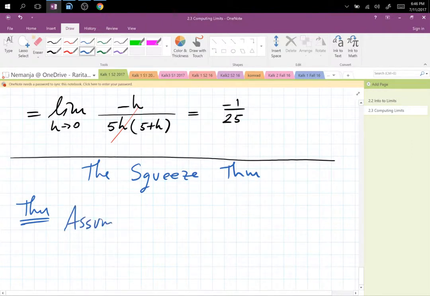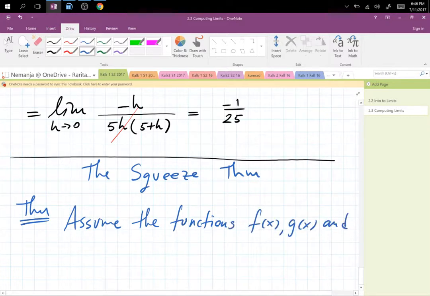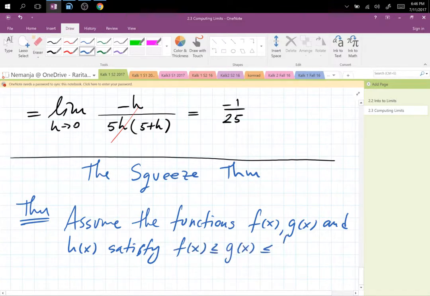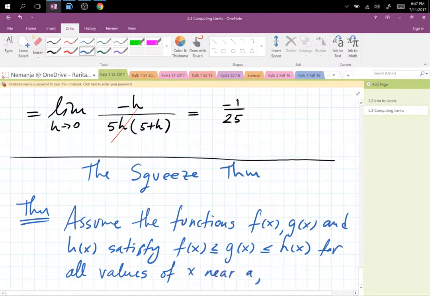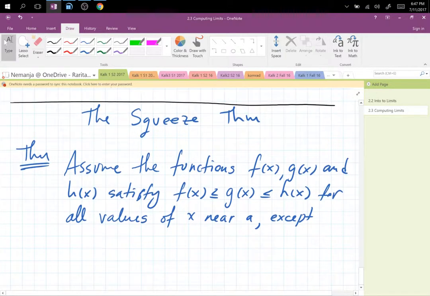So assume the functions f of x, g of x, and h of x satisfy f of x is less or equal than g of x is less or equal than h of x, for all values of x near a, except possibly at a.